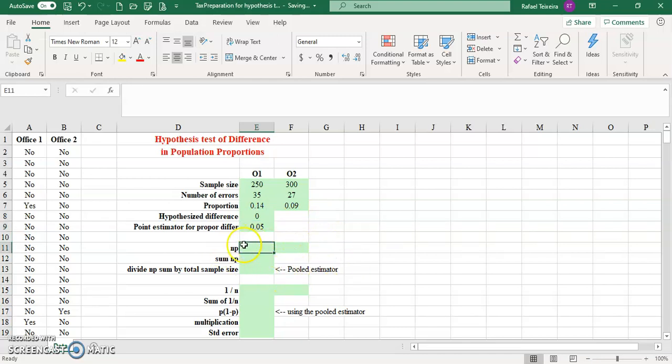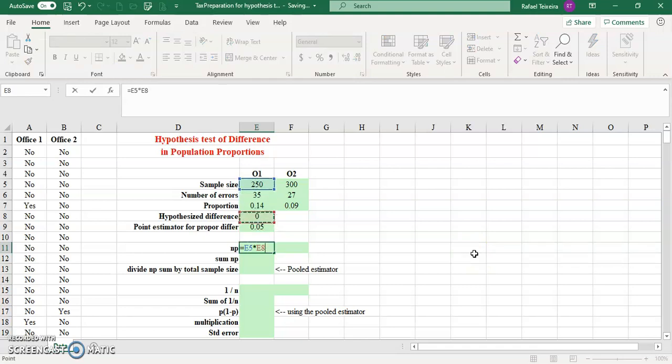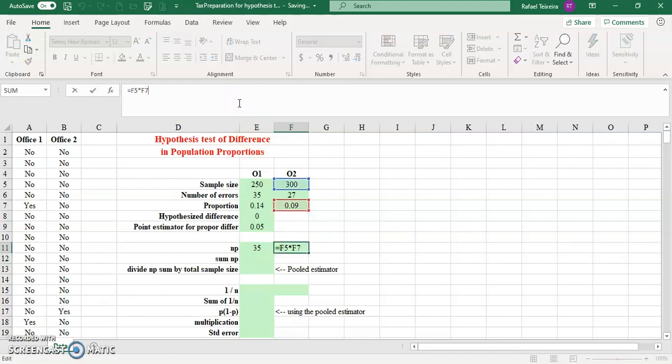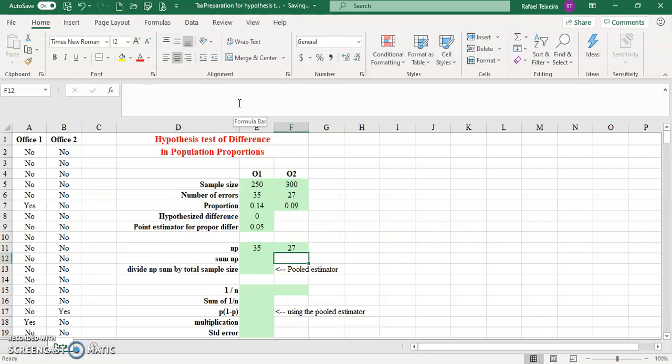Now I have to compute the conditions. Remember the conditions. So the n multiplied by p is equal to n, the sample size, multiplied by the proportion. Has to be higher than 5, and it is. If I simply copy this formula, then it's going to do for the office number 2. Both numbers are higher than 5, okay?